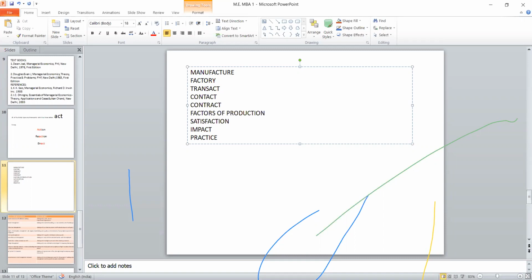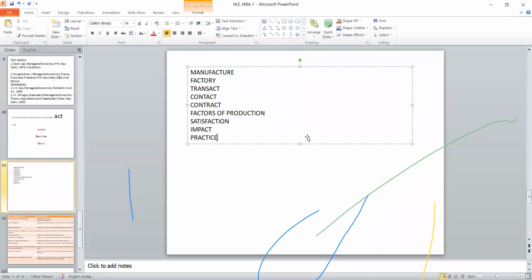After that, you should have, I think somebody has said this word, practice. Let me know who that is. Yes, sir, I am Praveen. Very good, Praveen. Yes, because it's a very key word for management.